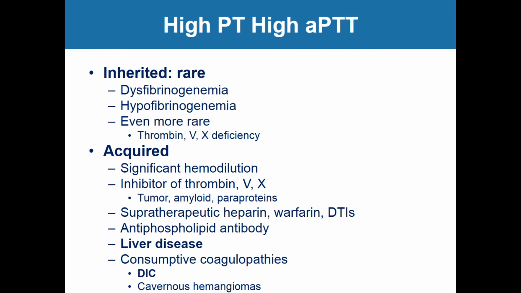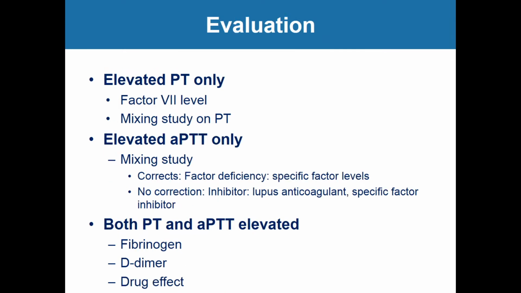Patients who are supratherapeutic on heparin, warfarin, or DTIs, the direct thrombin inhibitors, can have an elevation in both the PT and the PTT. And of course, liver disease: most of the coagulation factors are synthesized in the liver, and so significant liver disease can result in elevated PT and PTT. Consumptive coagulopathies such as DIC, or even cavernous hemangiomas such as Kasabach-Merritt syndrome, can result in an elevated PT and PTT due to consumption of fibrinogen and the coagulation factors.